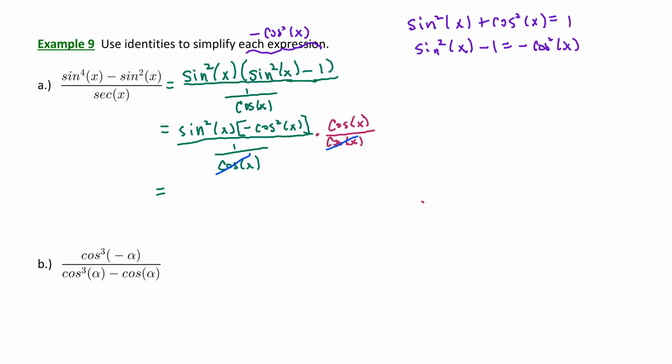Now, on our next step, let's filter this -1 coefficient all the way to the left of our product, and we'll end up with negative sine squared of x. Combining these two powers of cosine, we have cosine cubed of x. And we have taken our original expression, which was in fraction form, and simplified it into a product.